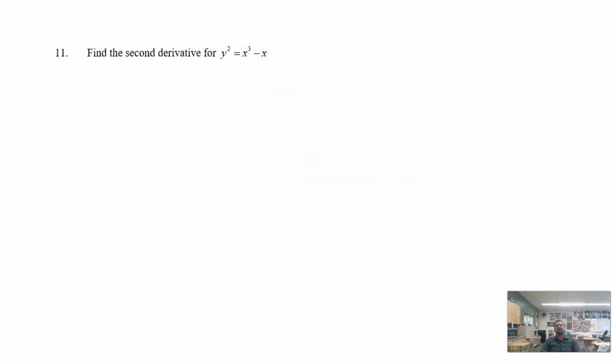Now, number 11, notice it wants the second derivative. So I'm going to go 2y dy dx is equal to 3x squared minus 1. Then to get the dy dx by itself, I just divide by the 2y, so I get 3x squared minus 1, all divided by 2y. That's my first derivative. But this wants the second derivative. So what I do is I take the derivative of what I just found, and to do that, I'm going to have to use the quotient rule.